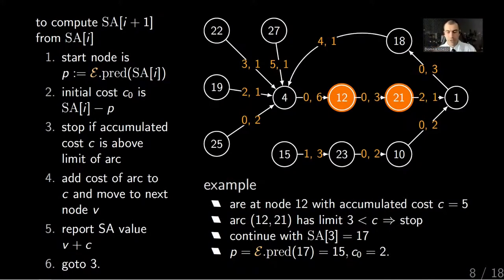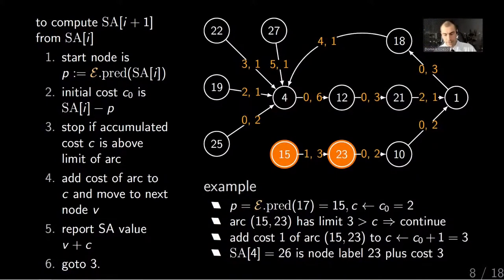So we have to query again for E, which is the current predecessor of 17, which is not 12, but 15. So we go to the next slide, where we can see that we need to take 15, update our cost, which is 2, the difference to 17. And we can see that we can now take this arc, which has a limit of 3, go to 23 at the cost of 1 and report 26 as the next suffix array value, which is the node value 23 plus a cost 3. Next slide, please.